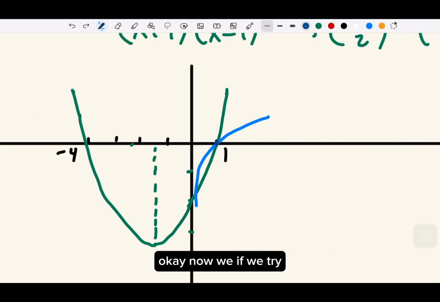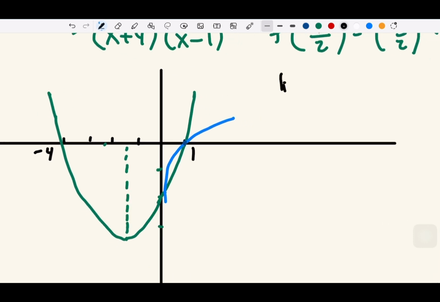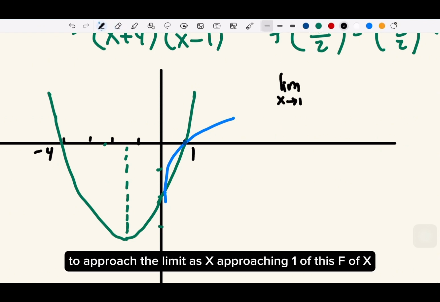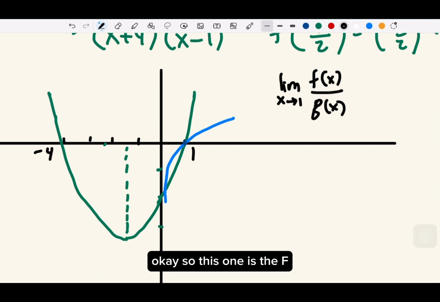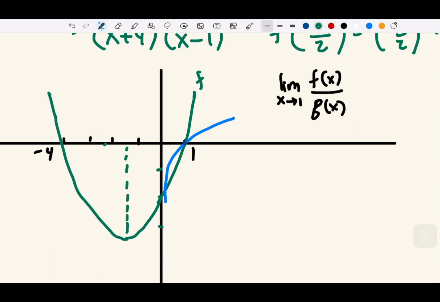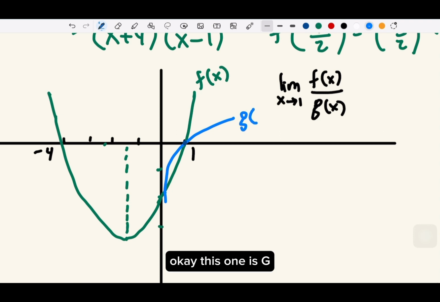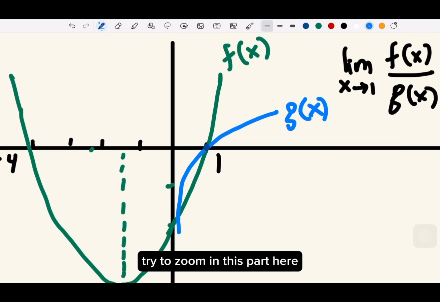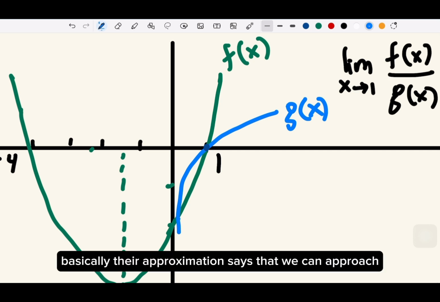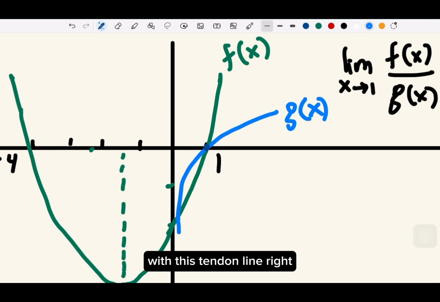Now if we try to approach the limit as x approaching 1 of this f of x over g of x. So this one is the f, this one is g. Now if we zoom in on this part and we know the linear approximation, basically linear approximation says that we can approach the functions with the tangent line, right?